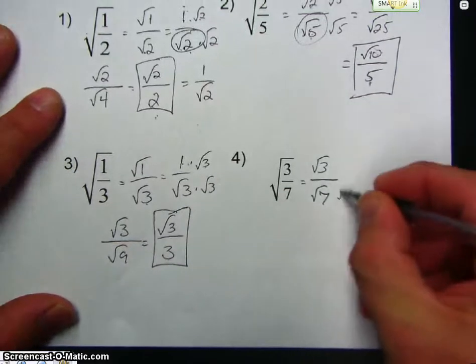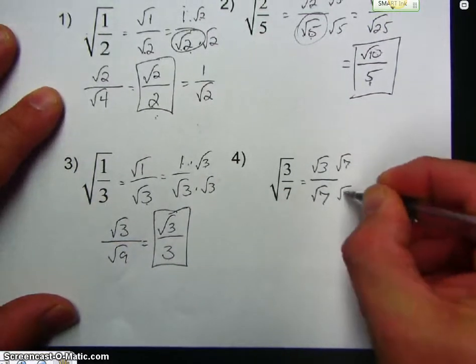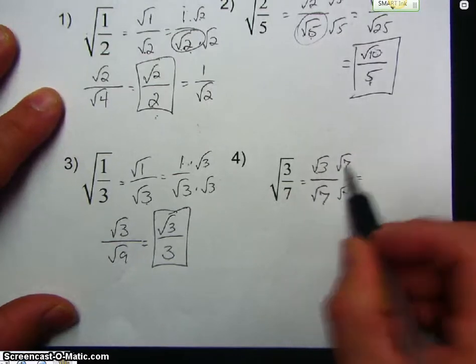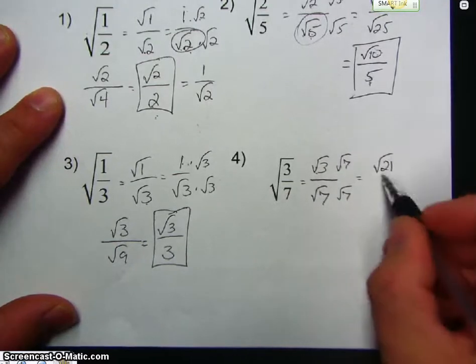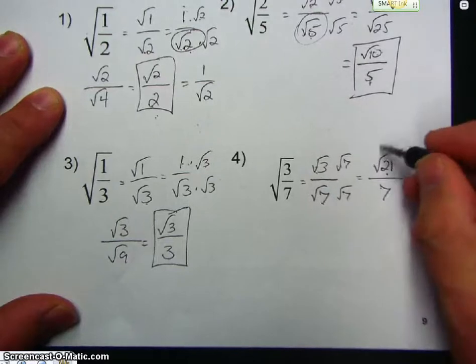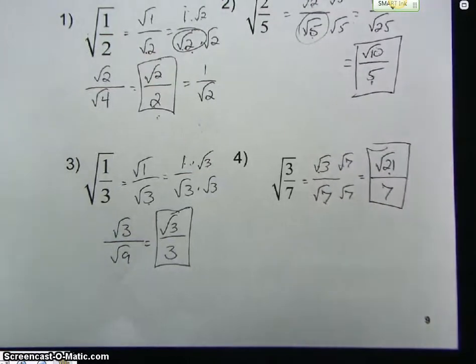You multiply the top and bottom by square root of 7. Since these are both in the same radicals, I can go ahead and multiply, so that's square root of 21. That does not simplify, so we leave it, and the bottom becomes 7. And there's your answer.